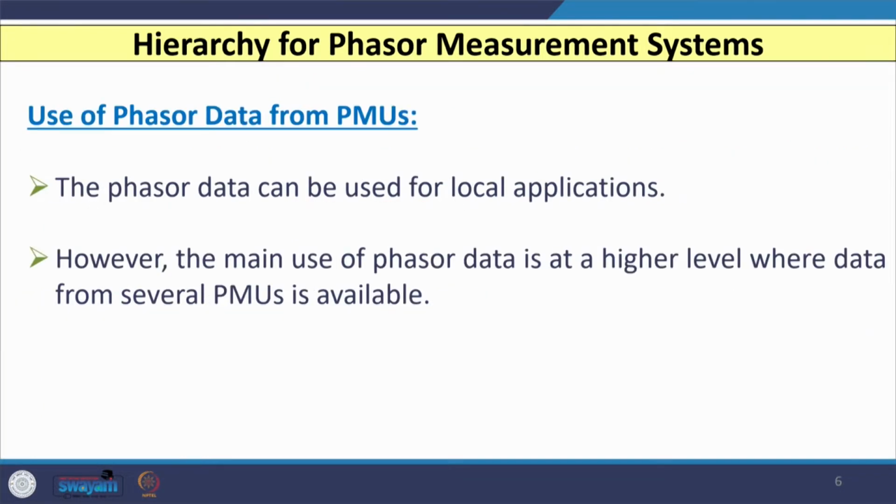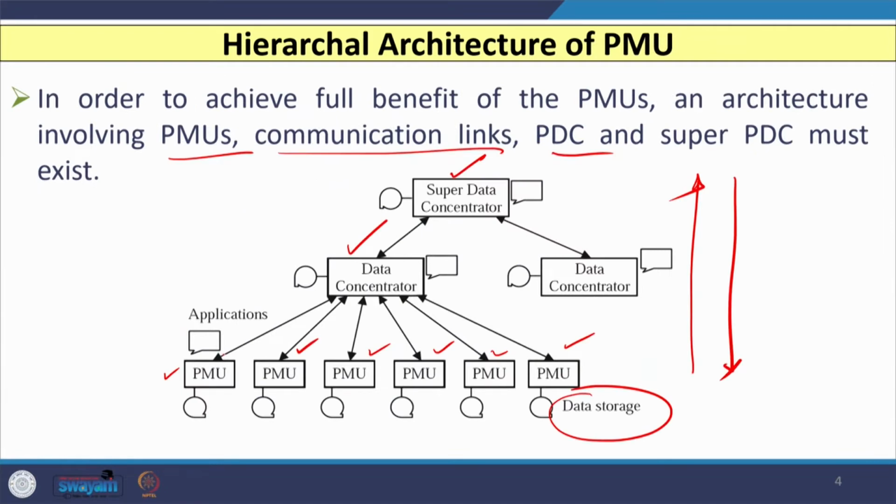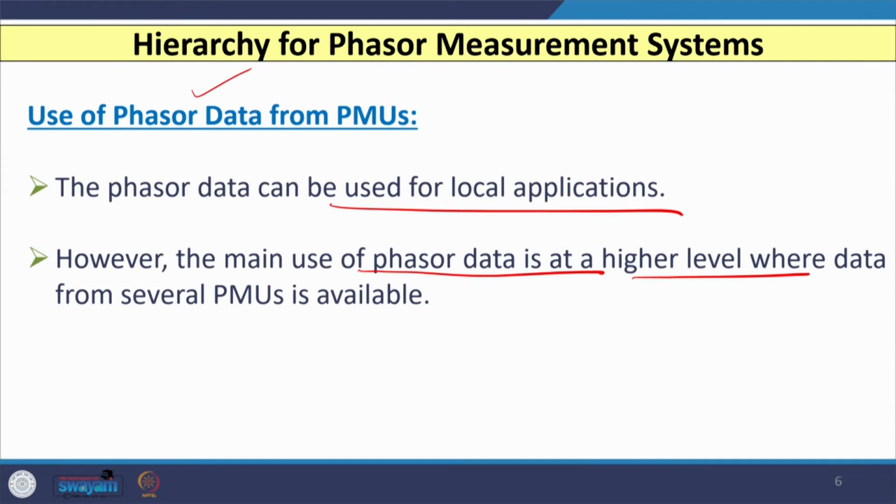Now, let us see what is the use of phasor data from the PMUs. So, the phasor data may be used for local applications. However, the main purpose of the phasor data that is available from the PMUs is at a higher level, maybe at the PDC level, where the data from several PMUs are available. So, as I told you, when there are different PMUs, let us say these are the PMUs 1, 2, 3, 4, 5, 6, the data of all these PMUs are available in this data concentrator. So, the main function of this phasor data is at the higher level, that is at the PDC level.